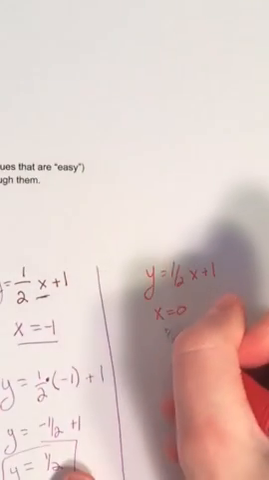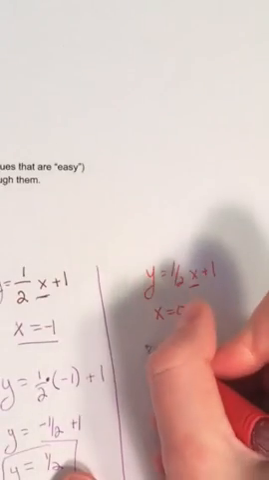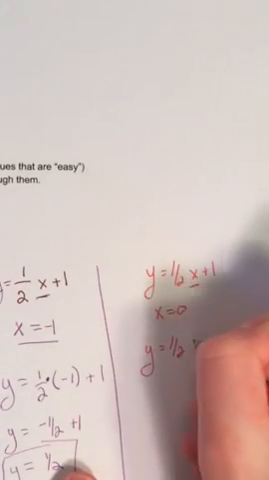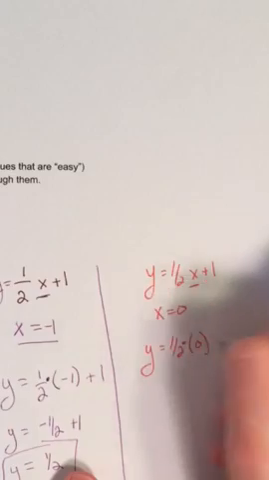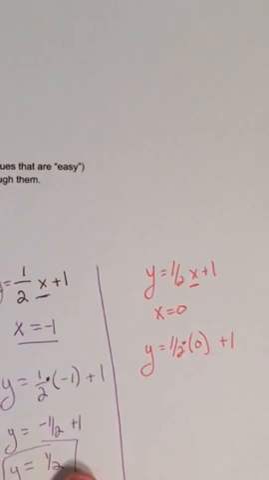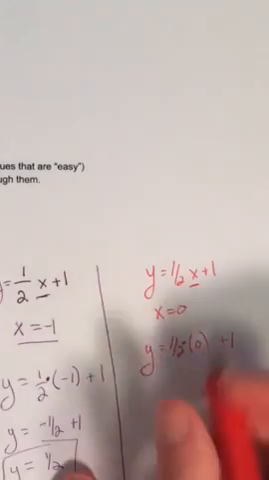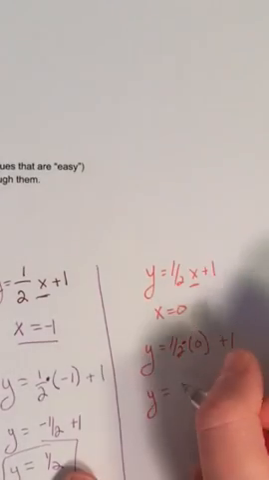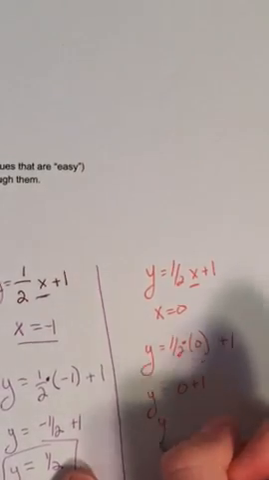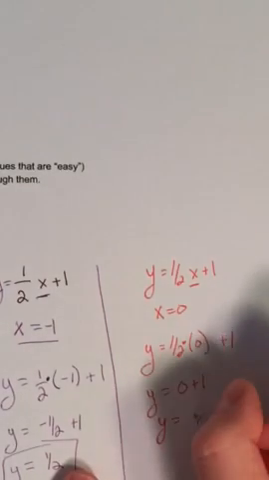So again, wherever I see an x, I'm going to plug in a 0. So I get y equals 1/2 (0), because whenever I plug in, I like to put it in parentheses. And remember, there's an invisible multiplication sign between here. So 1/2 times 0 is just 0 plus 1. So I get y equals 0 plus 1, which is 1.